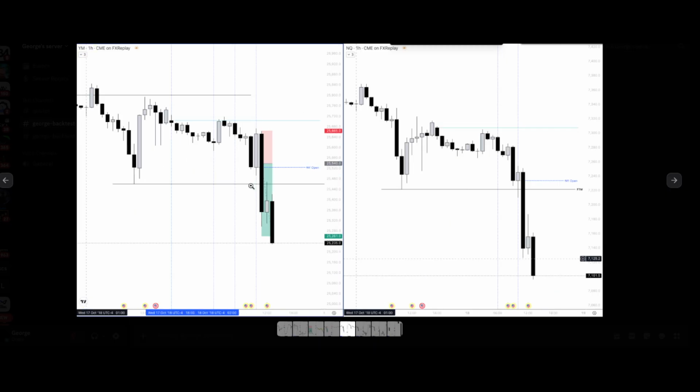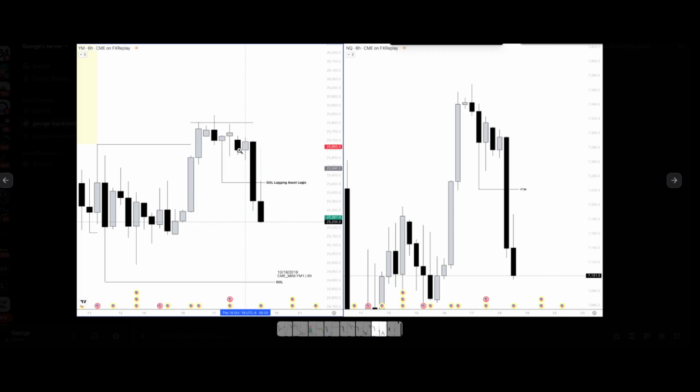Oh, wait. Not London. My bad. Wait, what? Oh, no, this is 0. I thought this was 18. So this is 0, as you can tell from here, right? And then now this is going to be considered your expansion, looking for a DOL lagging asset.